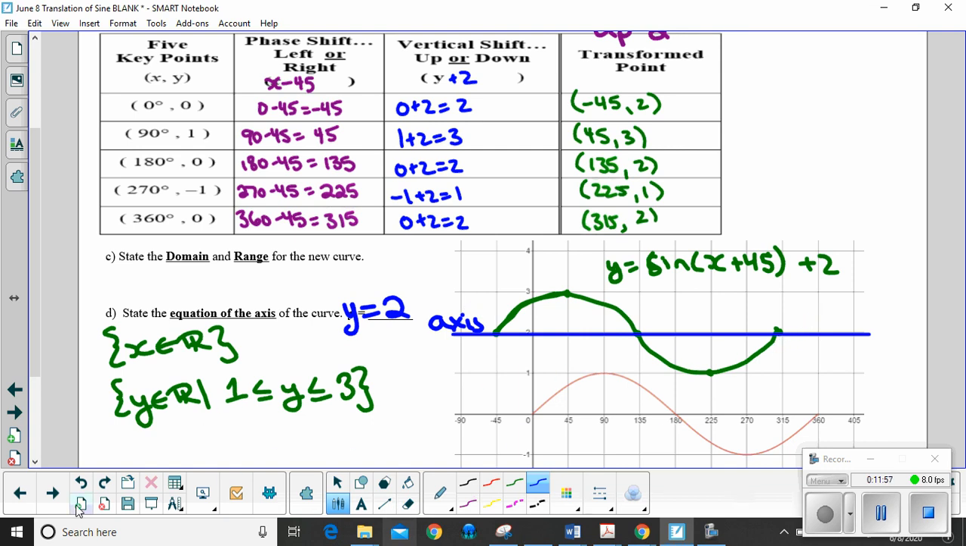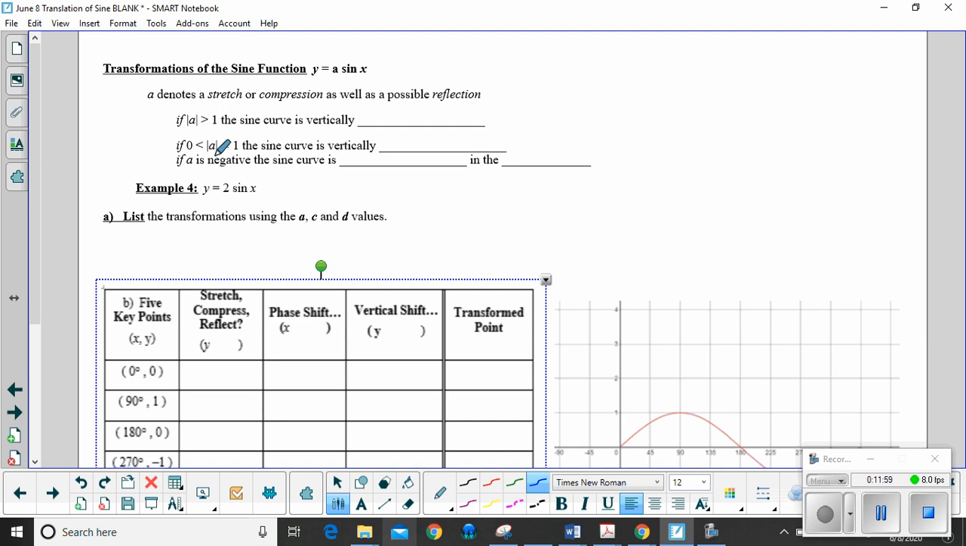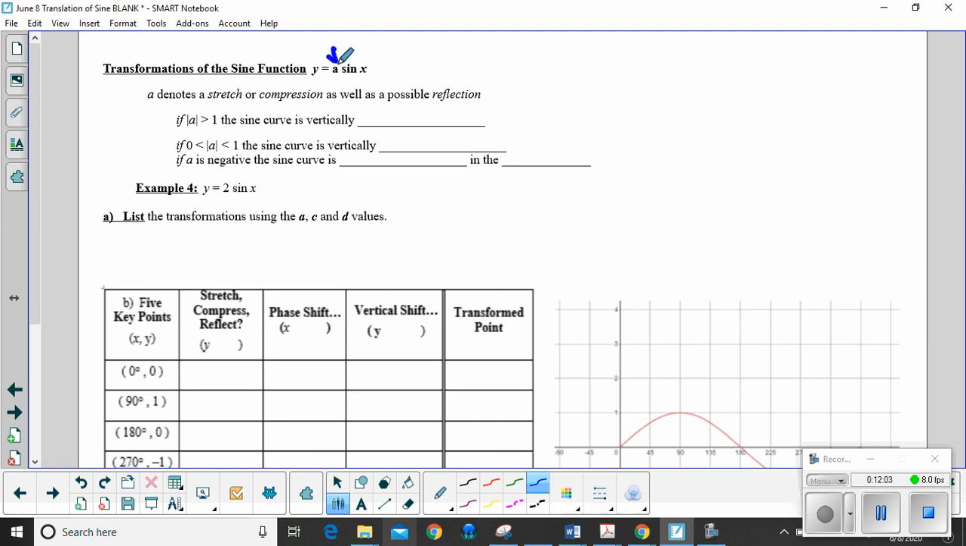Nice. Okay, let's do another one. More the merrier. Now let's stick a number in front. So when we stick that number in front, that a value, remember if it's bigger than 1, we are stretched. If it's between 0 and 1, it's compressed.